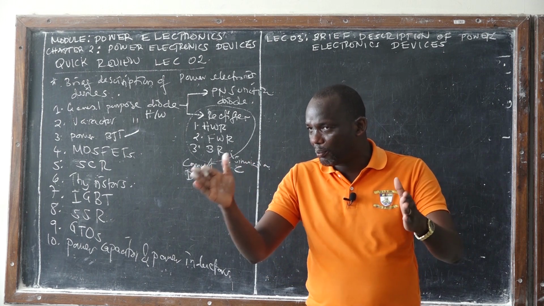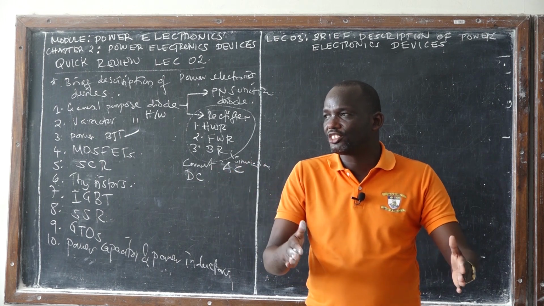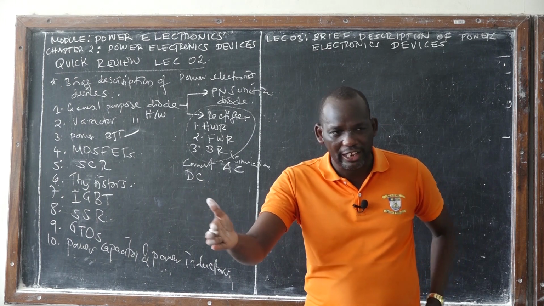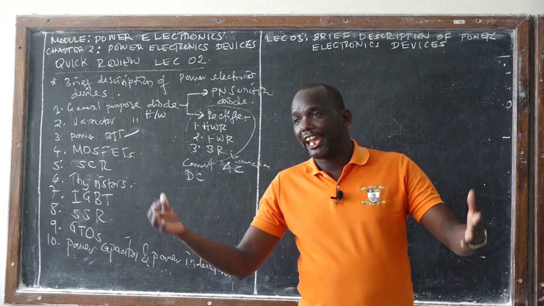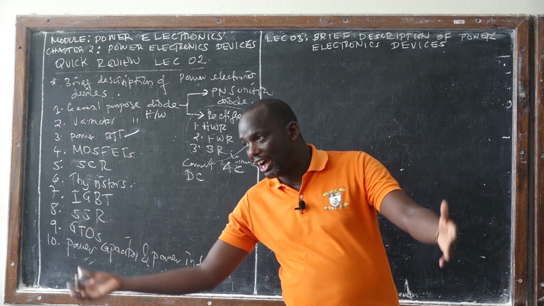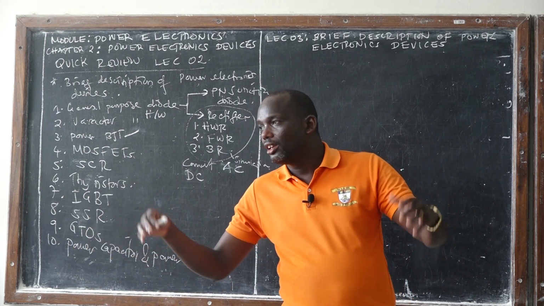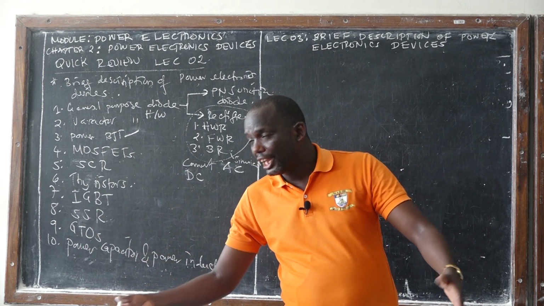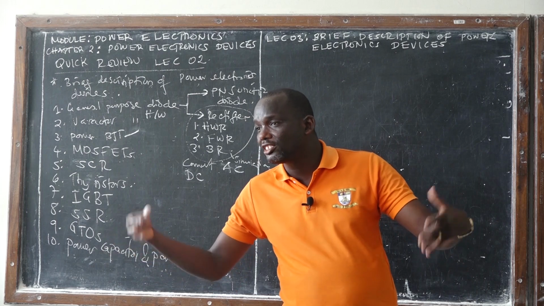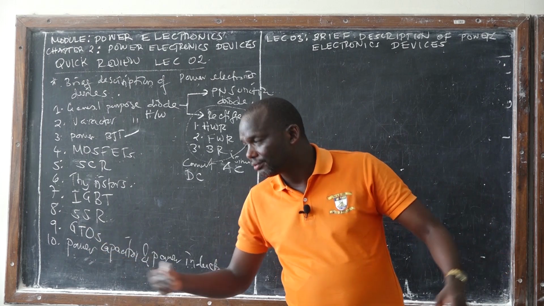Why? From the definition of power electronics: what is power electronics? It is a branch of electronics which deals with conversion, conditioning, managing, and controlling electric signal by using semiconductor devices.